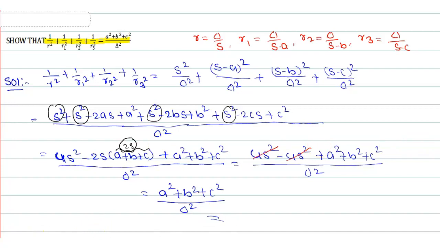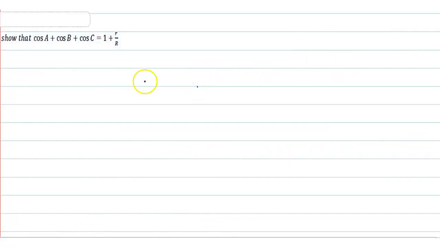Alright. Go for next question. Yes. So here the condition is given: show that cos A plus cos B plus cos C is equal to 1 plus small r by capital R. For this we need a solution. Already we remembered the formula for small r. The small r formula is 4R sin A by 2 sin B by 2 sin C by 2. This formula we need to remember.